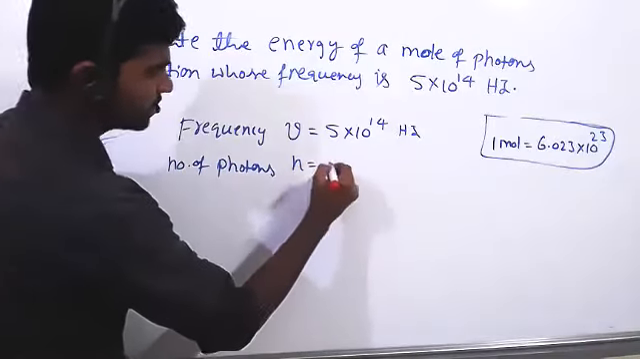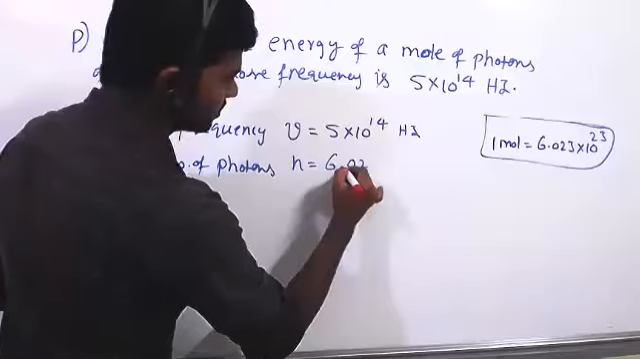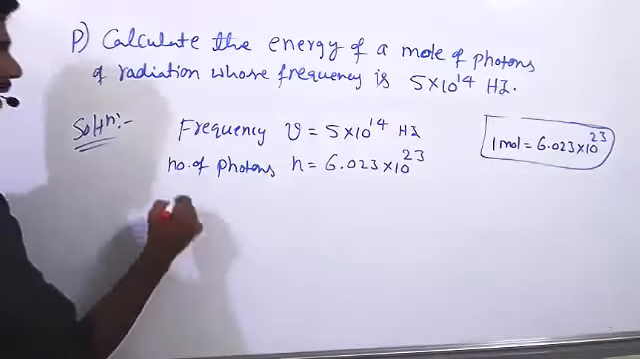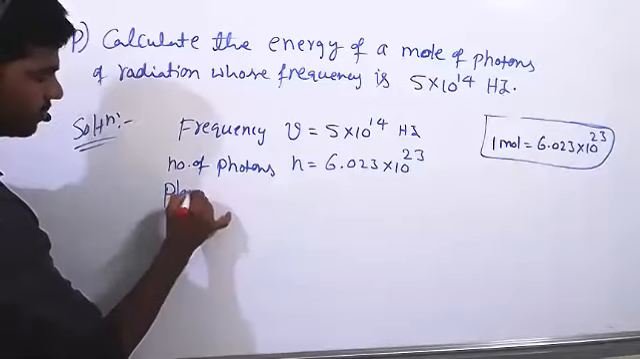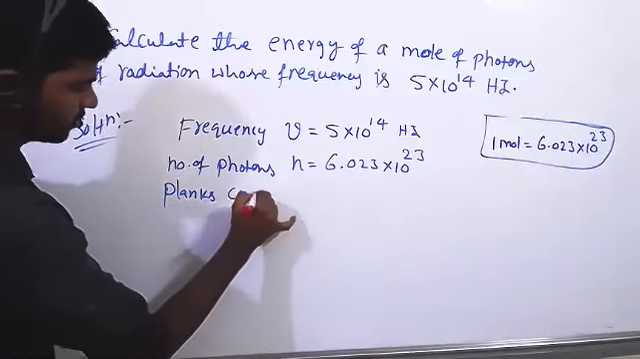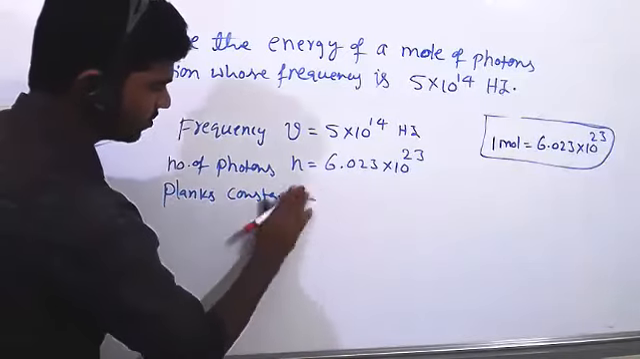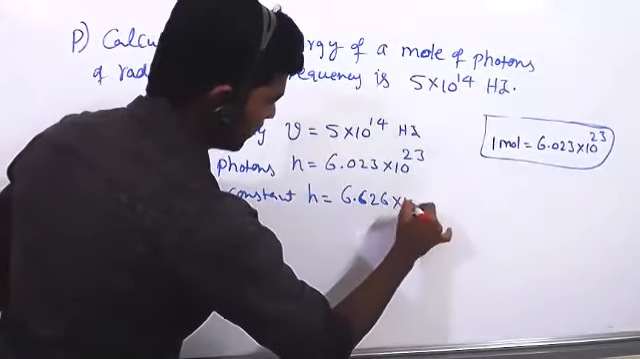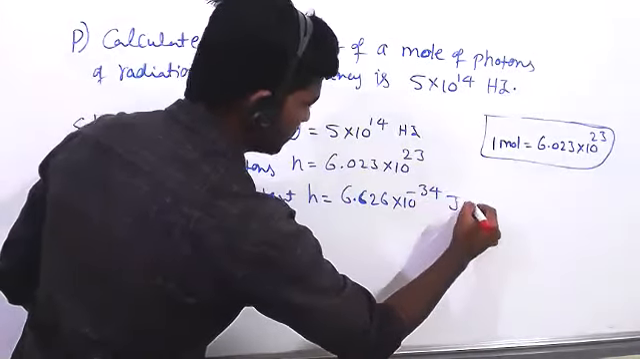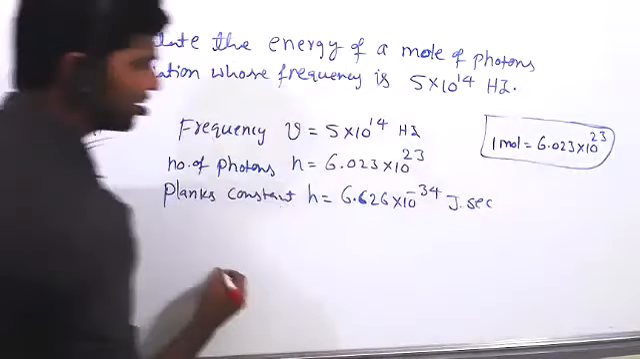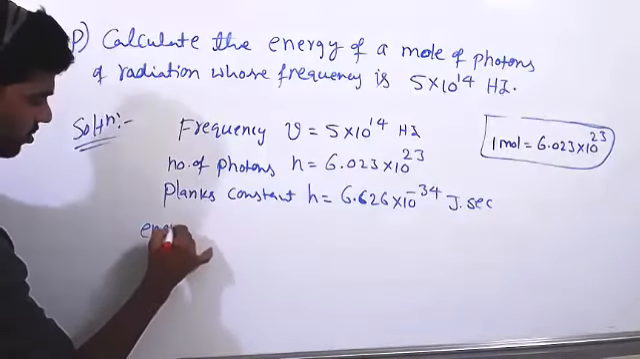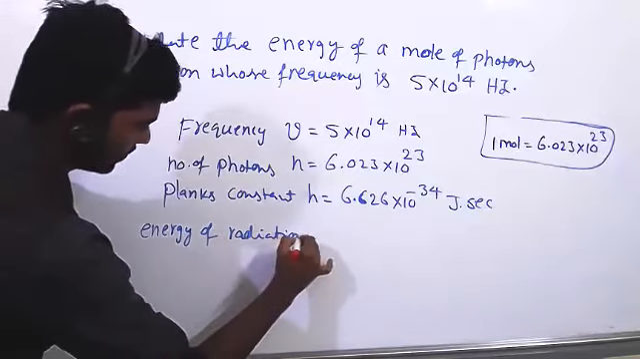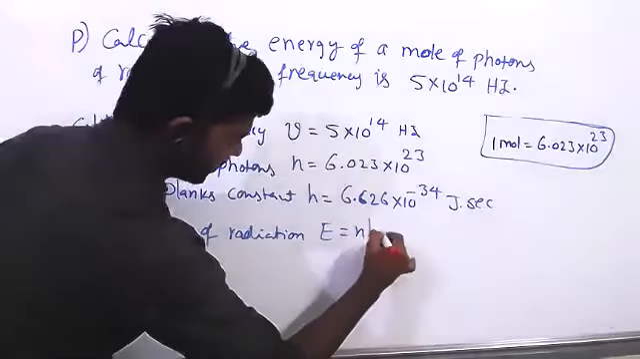Number of photons N is equal to 6.023 into 10 power 23. Next, Planck's constant: 6.626 into 10 power minus 34 joule second. Now we will apply the energy of a photon, or energy of radiation, E is equal to N h nu.